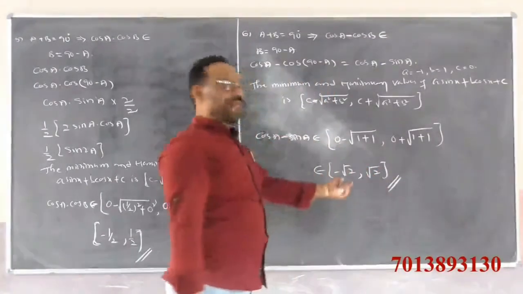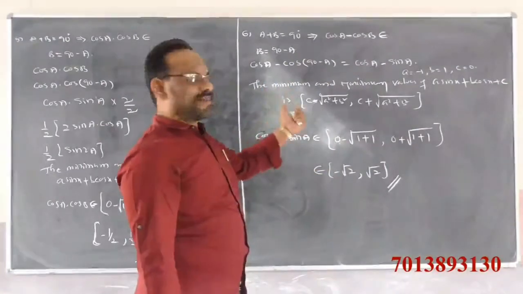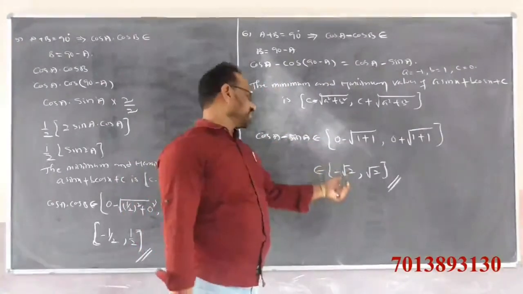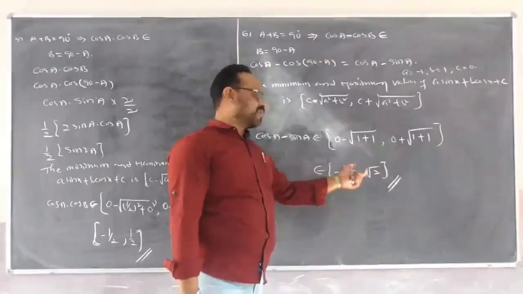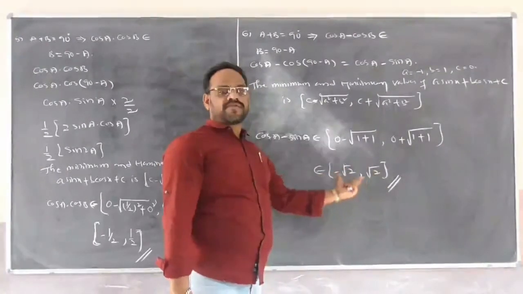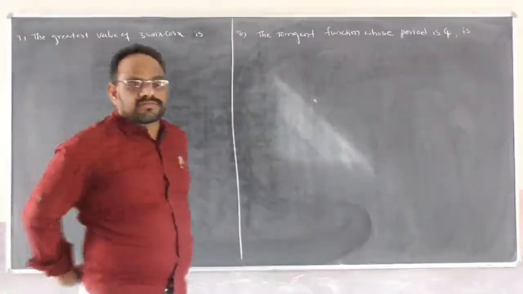Therefore, the minimum and maximum value of cos A minus cos B belongs to the closed interval minus square root of 2 comma plus square root of 2. This is next.